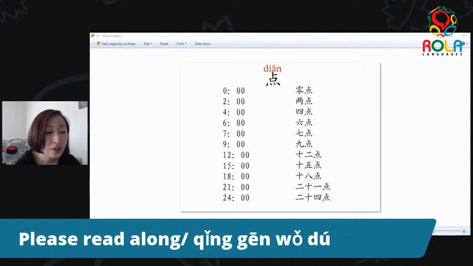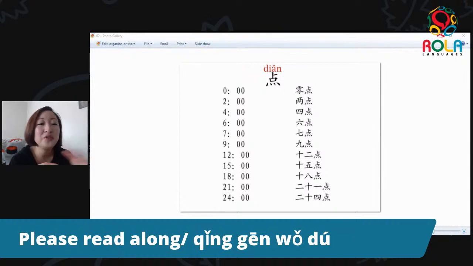12点, 12点. While 2 is often read as 2 in real life when we're speaking Mandarin, for 12 we stick to the original pronunciation. There's no such thing in this world. It is 12. Okay, so it is always 12 for 12. So we have 12点.